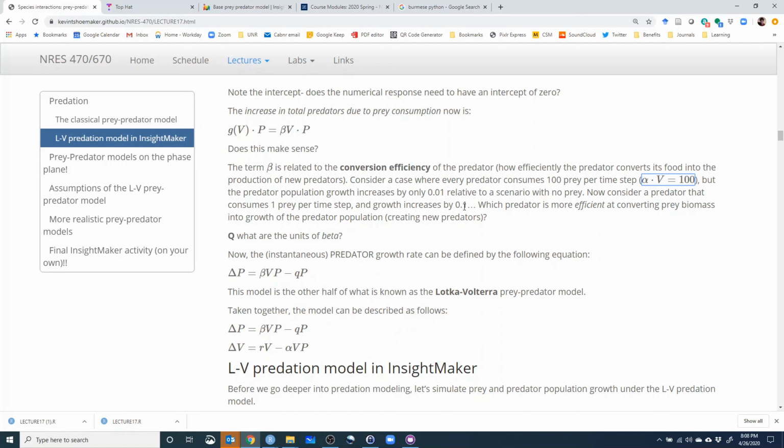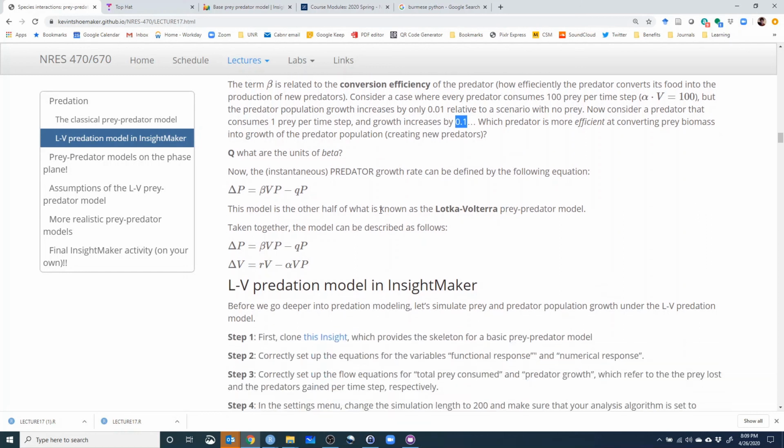Well, clearly that second one is way more efficient. It consumes fewer prey, and it does more with those fewer prey. For every prey, growth of the predator population increases by 0.1. So that's just another way to think about that beta term.